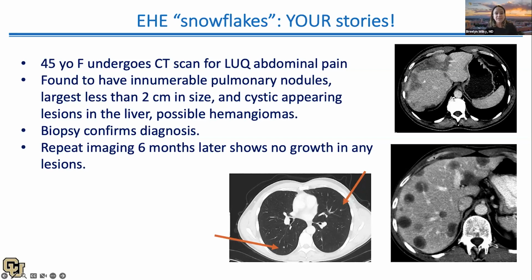So here's a CAT scan showing the liver in cross-section, and you'll see these dark circles. These are cystic lesions, which means they look like they're filled with fluid. And this is one way that EHE can appear in the liver.